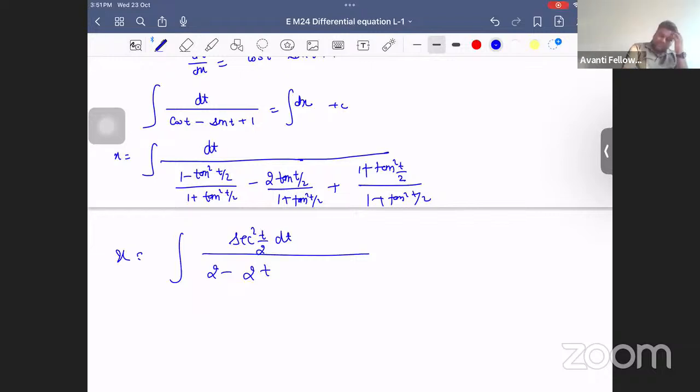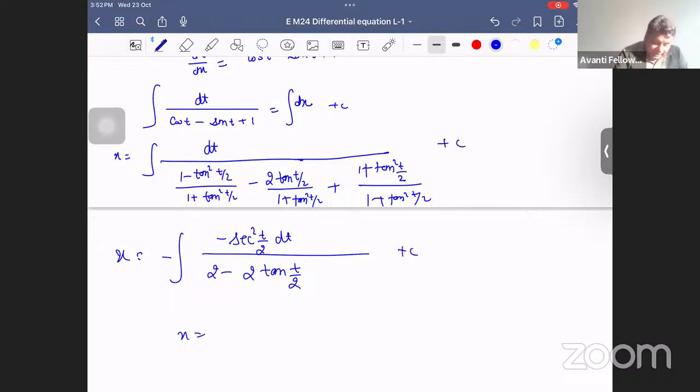And because tan squared t by 2 and tan squared t by 2 will cancel, it will be 2 minus 2 tan t by 2. Got it? Means it is tan t by 2. Now simply, derivative of denominator is what? Derivative of denominator is minus secant squared t by 2. Create a minus sign extra here, and plus constant definitely here.